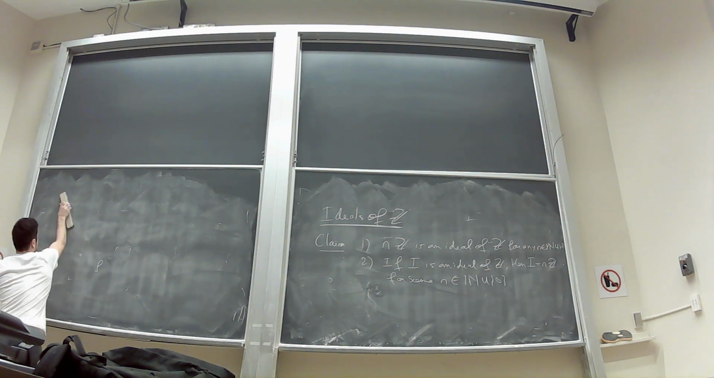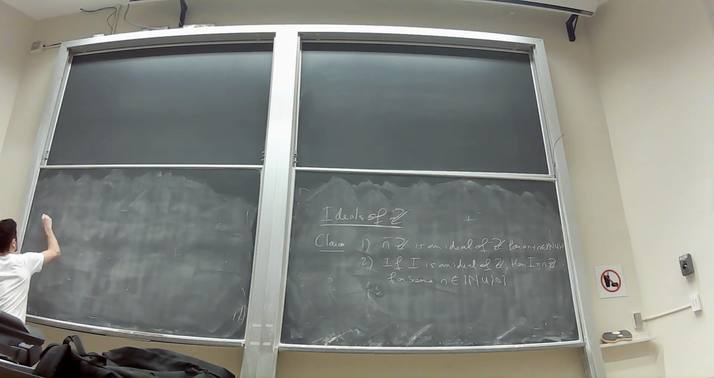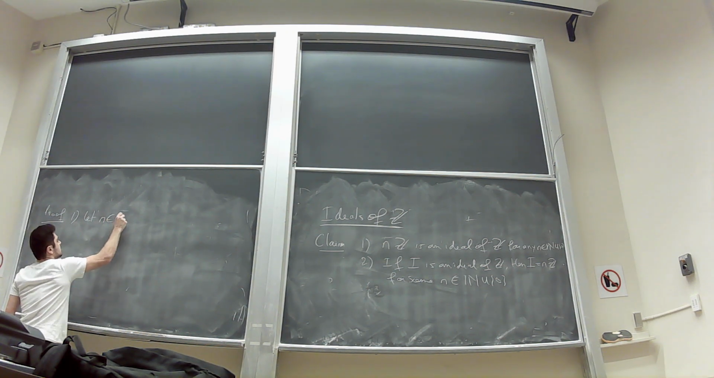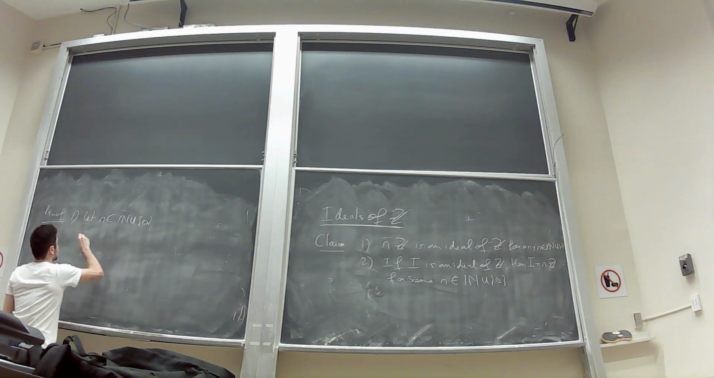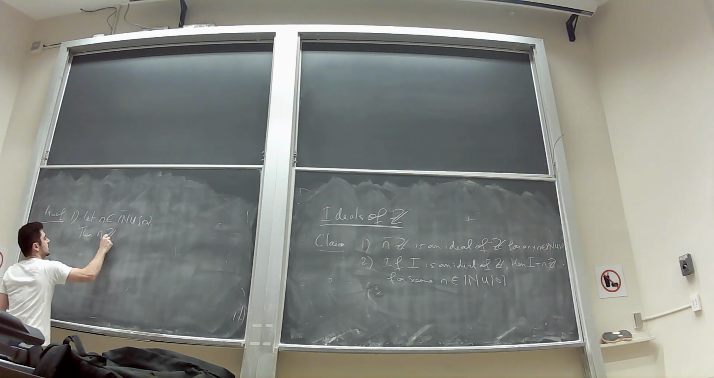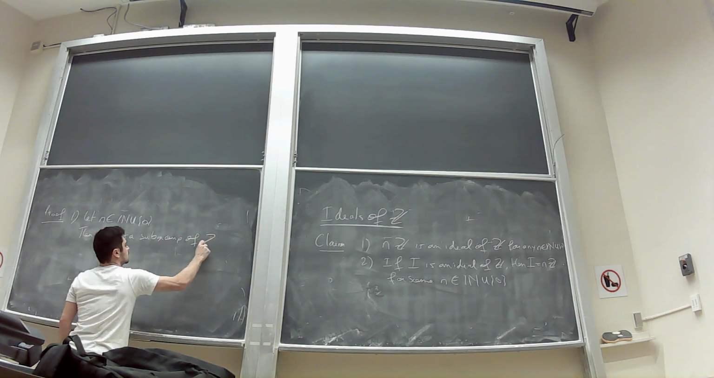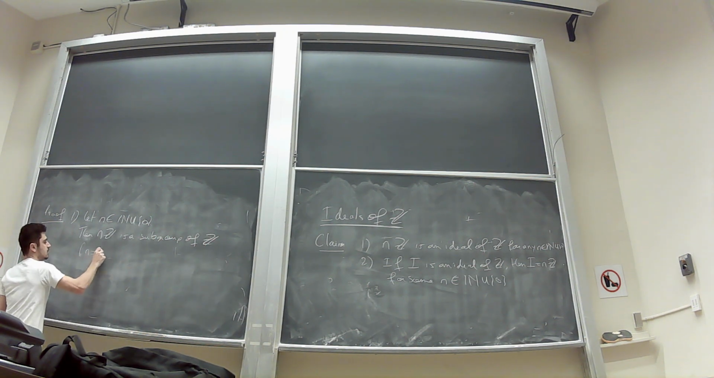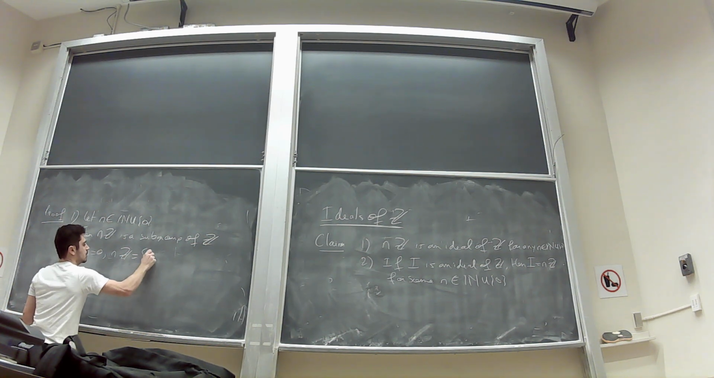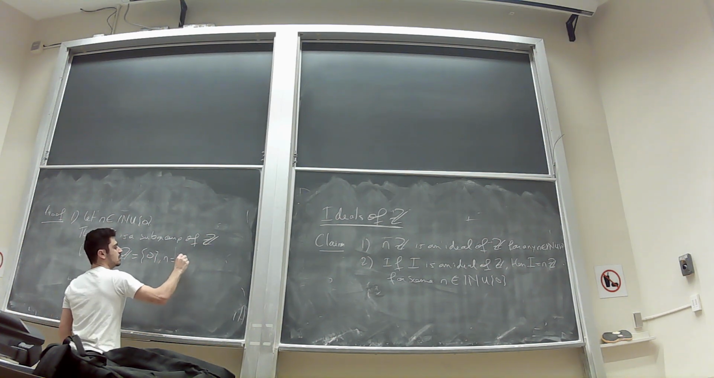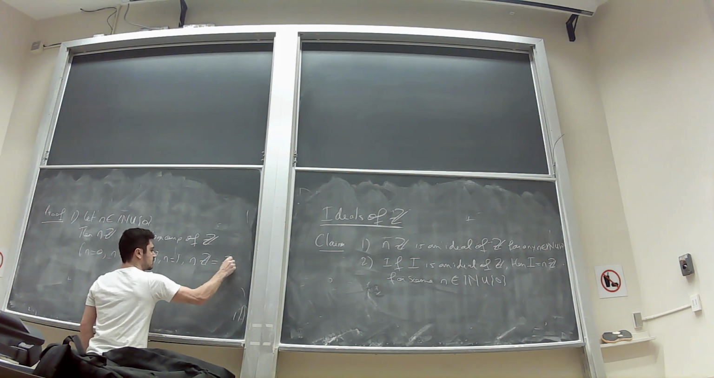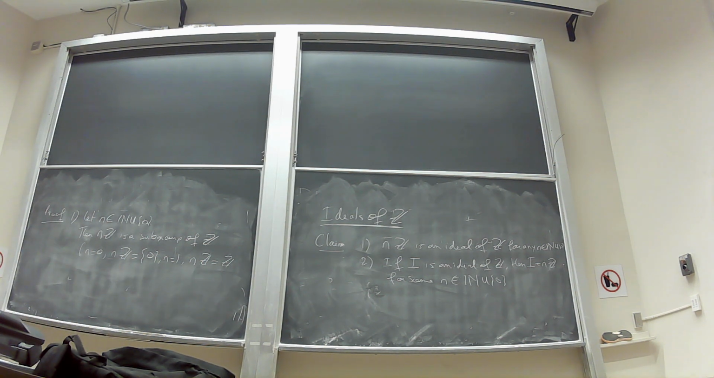Proof. So let n be in N union 0. Then we know that nZ is a subgroup of Z, right? I mean, if n is equal to 0, nZ is just 0. And if n is equal to 1, nZ is just Z. Right? Remember this? nZ is a subgroup of Z, right?